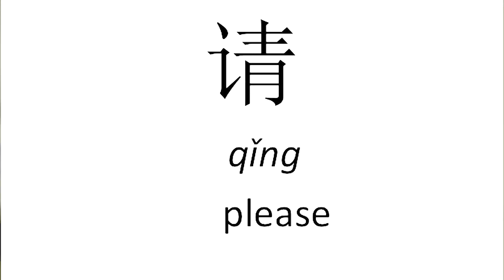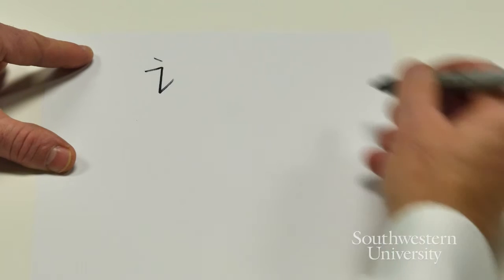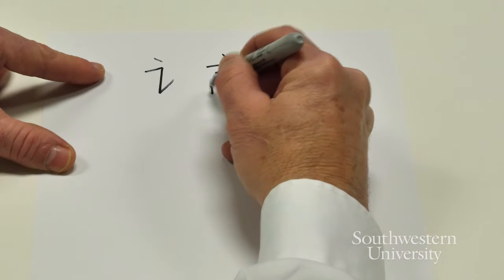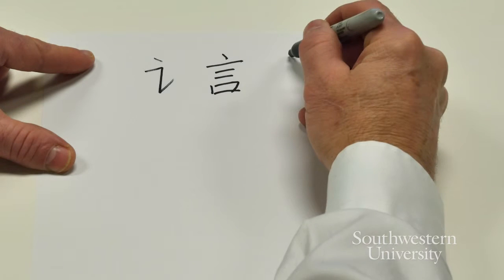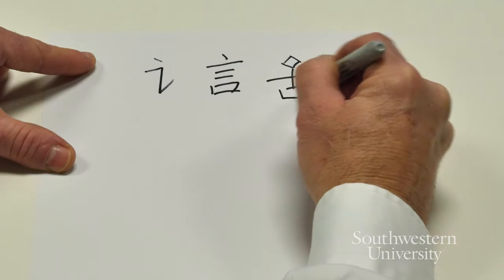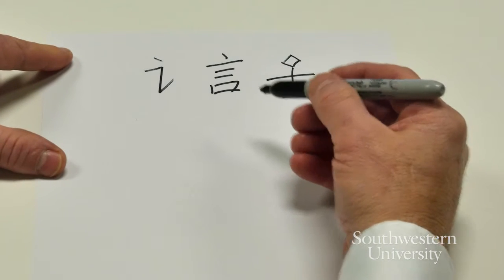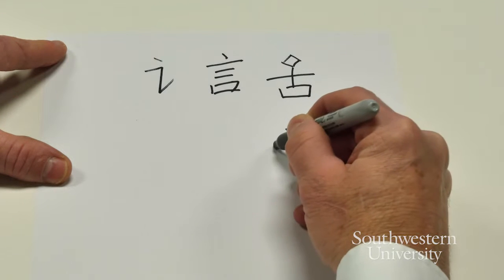The next character is qǐng, please or request. The left hand side is a component, yán, which means to speak. This is a simplified version of this character, which means to say, to speak, or words. You've got a mouth at the bottom. Anciently, it looked something like this, which is a depiction of the tongue coming out of the mouth. So actually, speech.